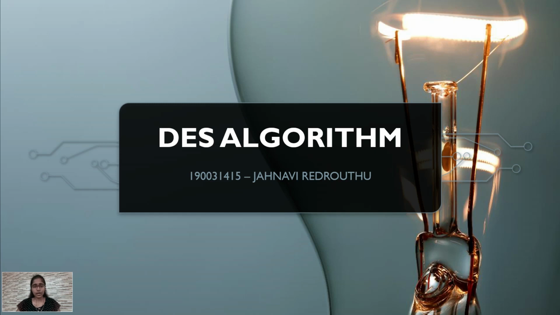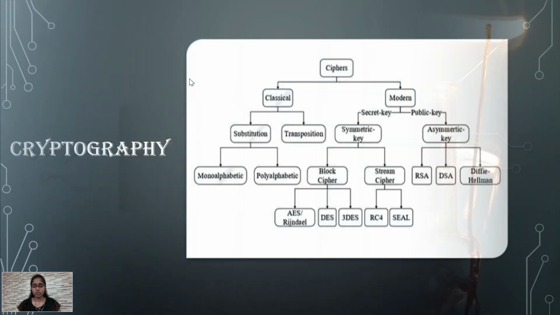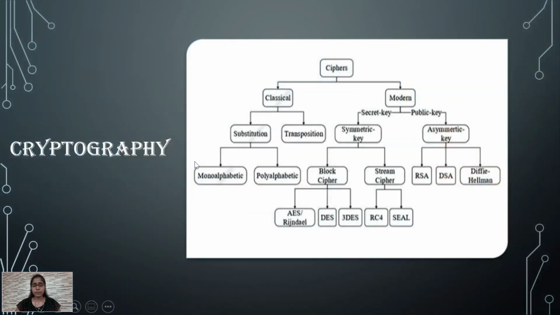Now I am going to explain about the DES algorithm in cryptography. So coming to cryptography, here the ciphers are classified into two types, classical type and modern type. Under classical we have two types of techniques, substitution techniques and transposition techniques. Substitution techniques like K-cipher, transposition techniques like column transposition techniques.